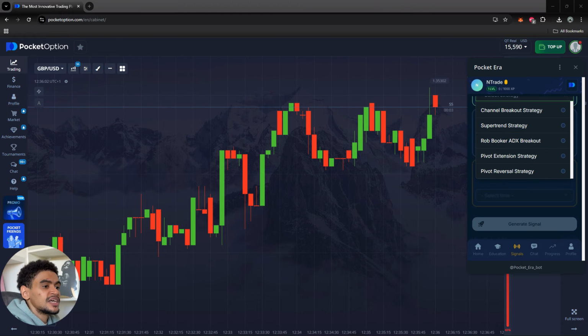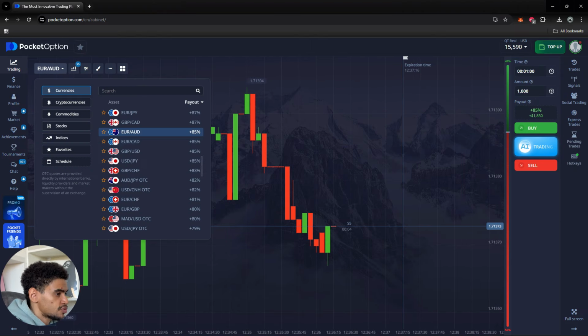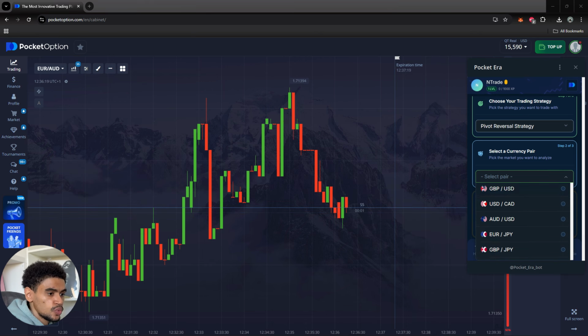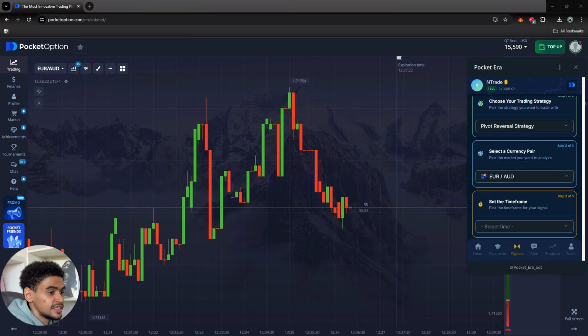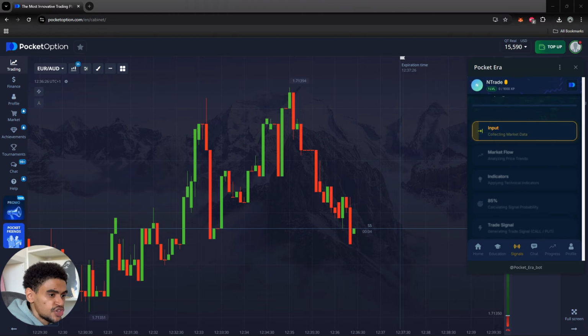So next up, let's do pivot reversal strategy. This is a more difficult strategy, but it also comes with more precision and more accuracy. We select the asset, let's go and do it. Euro Australian dollar, do we have it? Let's check it out. If we do, we're gonna place a trade right here. Yes, we do. Same process, we select 1 minute and we generate signal.